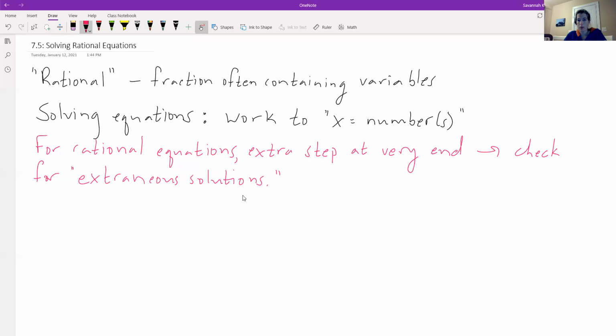At the very last step, you are going to have to check for something that's called extraneous solutions. And if and only if you find any, you're going to throw them out. They are not included in your answer. Now, the part that I would have you pay attention to in the word extraneous is this part right here, extra. Basically, you're going to be looking for some extra solutions that don't actually solve the problem.